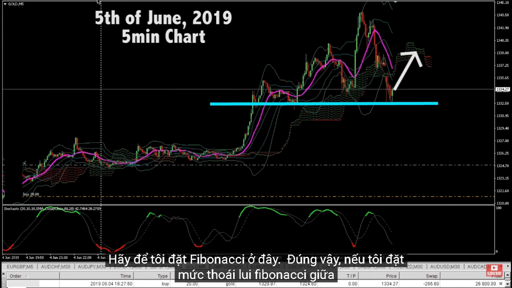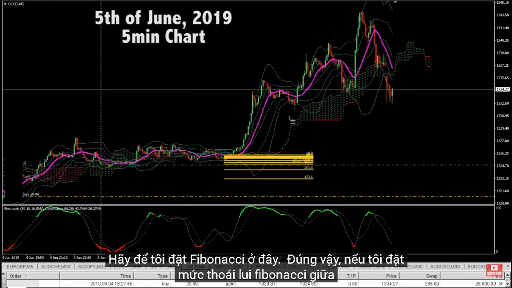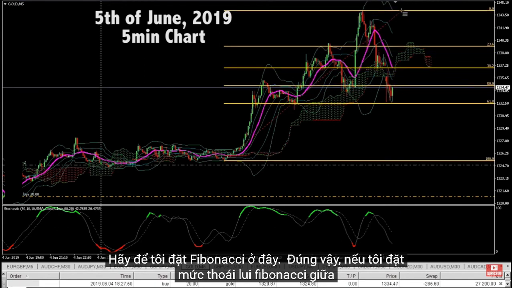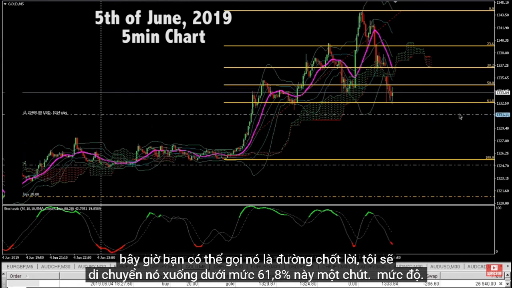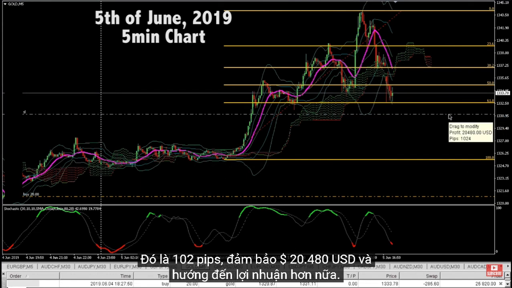Let me put Fibonacci here. If I put the Fibonacci retracement between the recent lowest and recent highest, the price is right at 61.8%. So I will move the stop loss, or now you can call it the take profit line, slightly below this 61.8% level. It's 102 pips, ensuring 2,104.80 US dollars, and aim for further profit.